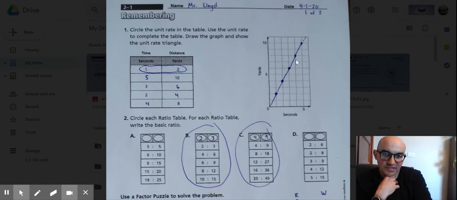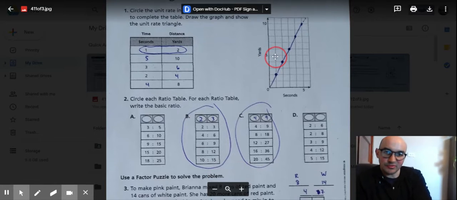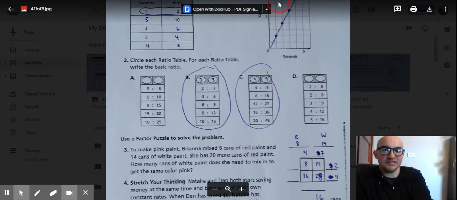And we just graph the rest of these points. And our last one, our highest value, was 5 seconds. It went 10 yards. And I do the dotted line there because that data is not given to us, but we can make a reasonable inference that the trend would continue if this graph was bigger. That's not super important, but just so you know why I did the dotted lines there.